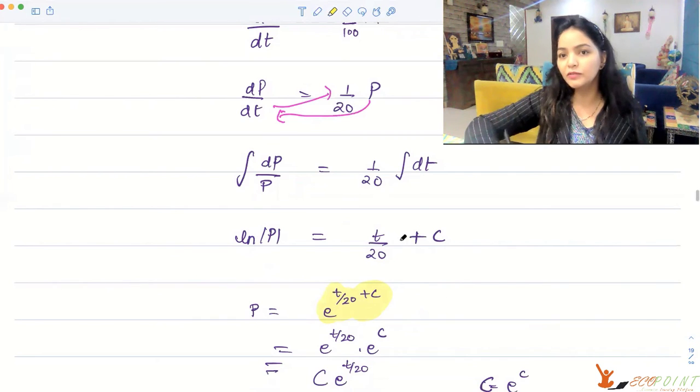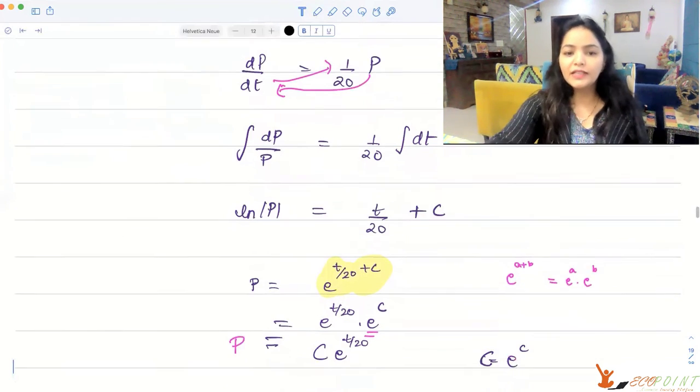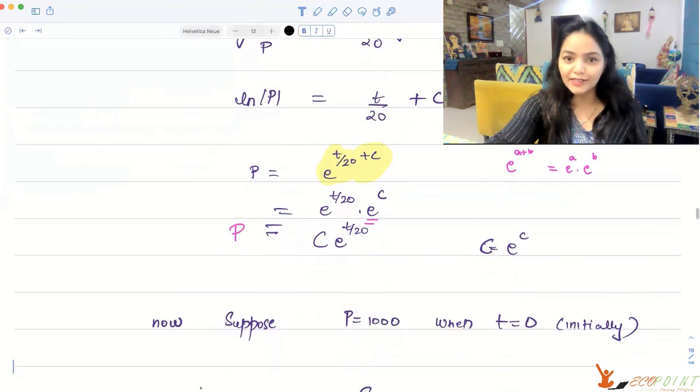Now, when you have exponential terms and you're adding in the power, if you have A plus B, you know that the base is same and you have powers A and B, then you can just add. So e to the power t by 20 into e to the power C. We can take e to the power C as some constant C. So P essentially is some constant C into e to the power t by 20. Now, we want to know what would be t for this P to be 2000.